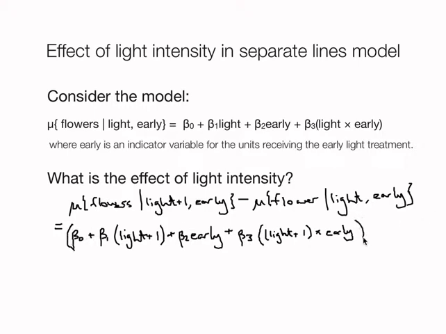I'm taking the difference between that mean and the second mean here. I'm just going to write that on the next line. I would have beta 0 plus beta 1 times light plus beta 2 times early plus beta 3 times light times early.